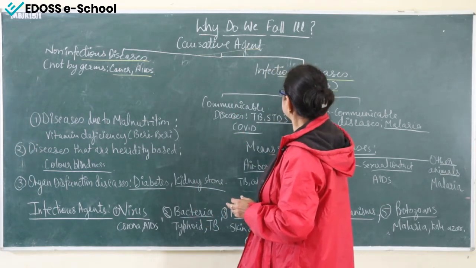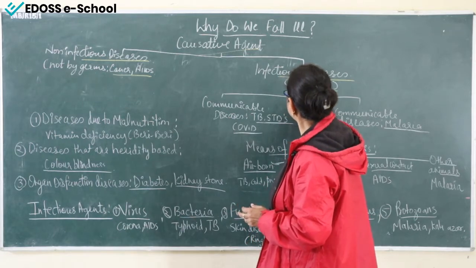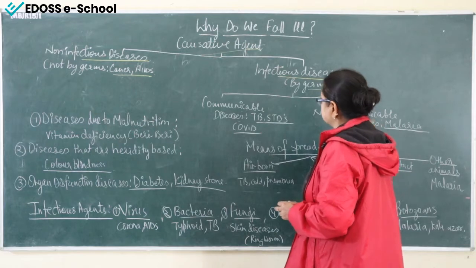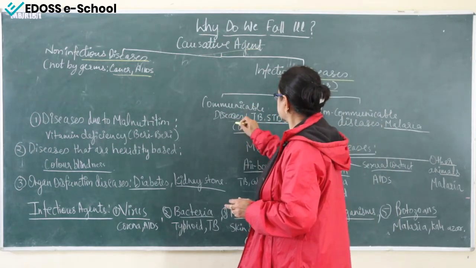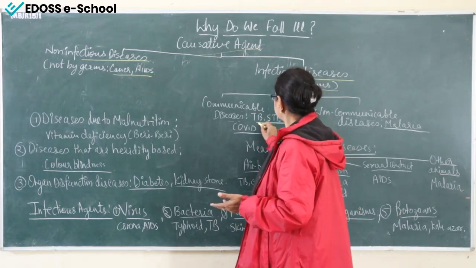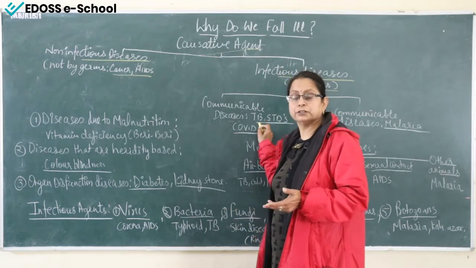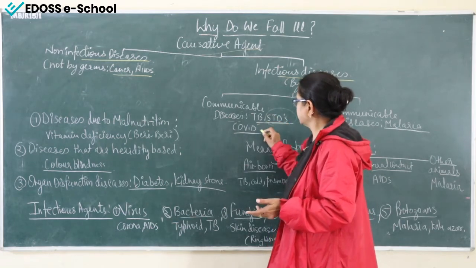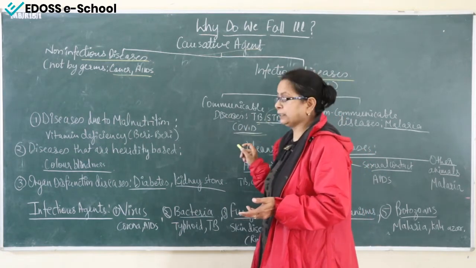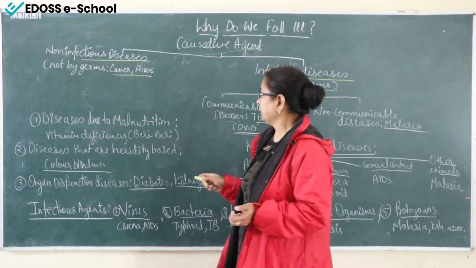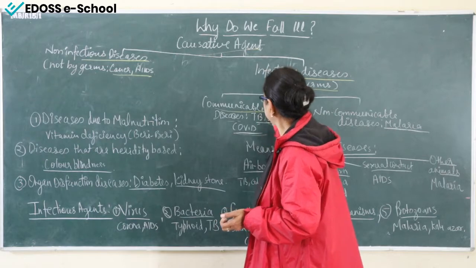Again, infectious diseases are of two types: communicable diseases and non-communicable diseases. Communicable diseases spread very fast, like tuberculosis, which we write in short form as TB, STDs, sexually transmitted diseases, and the very common one nowadays, COVID, caused by a virus. Okay, so these diseases are communicable diseases.